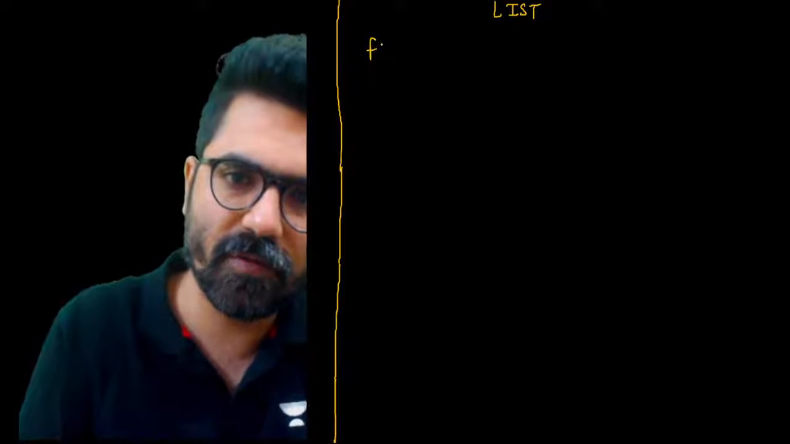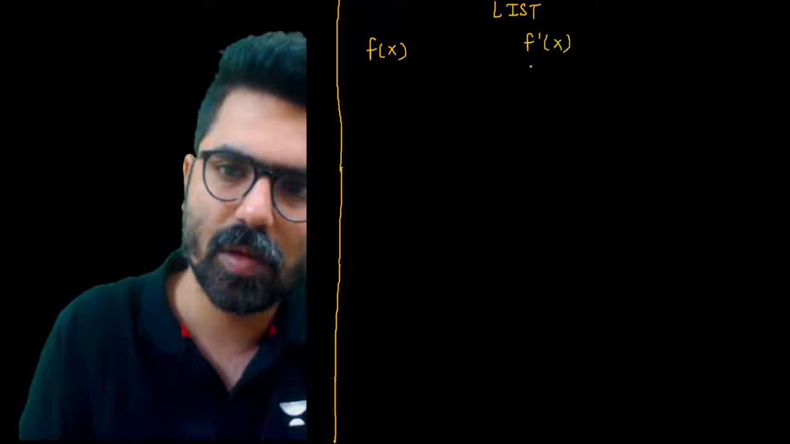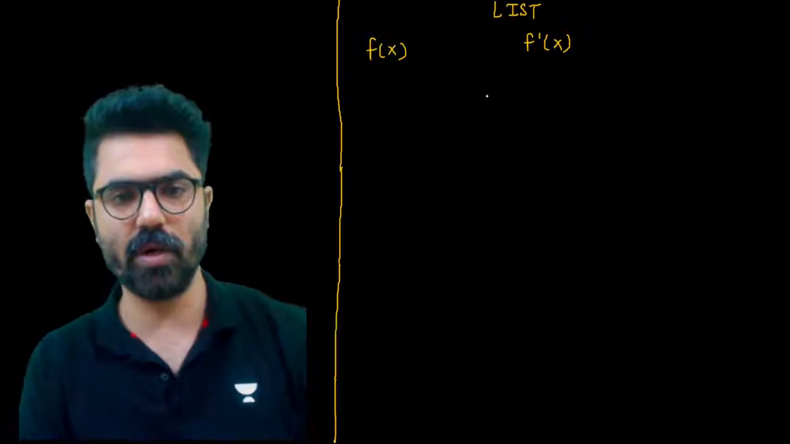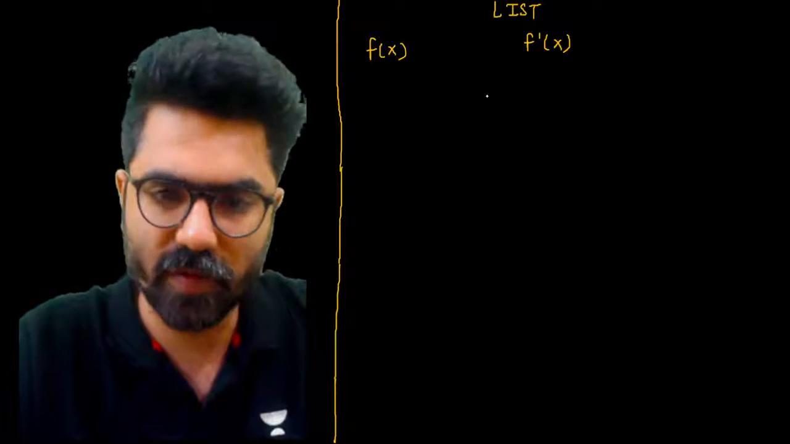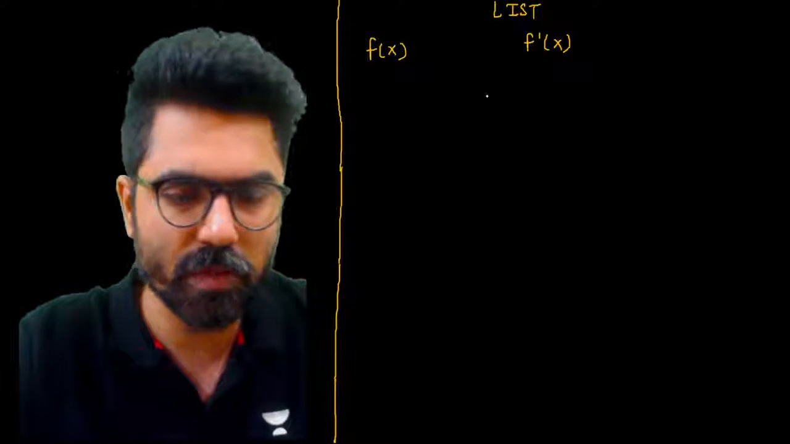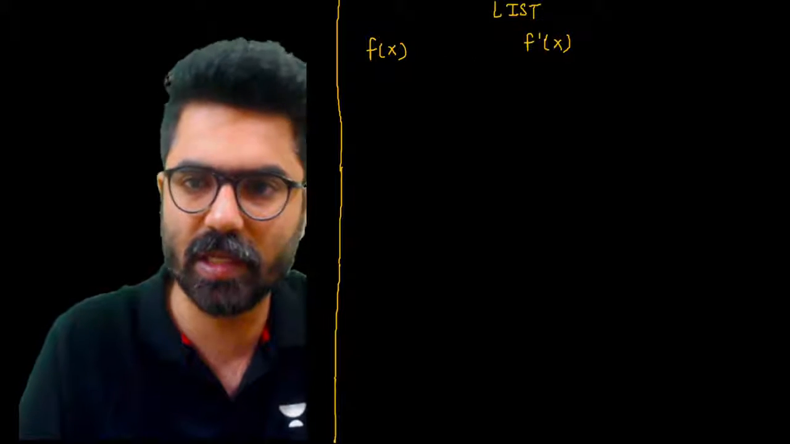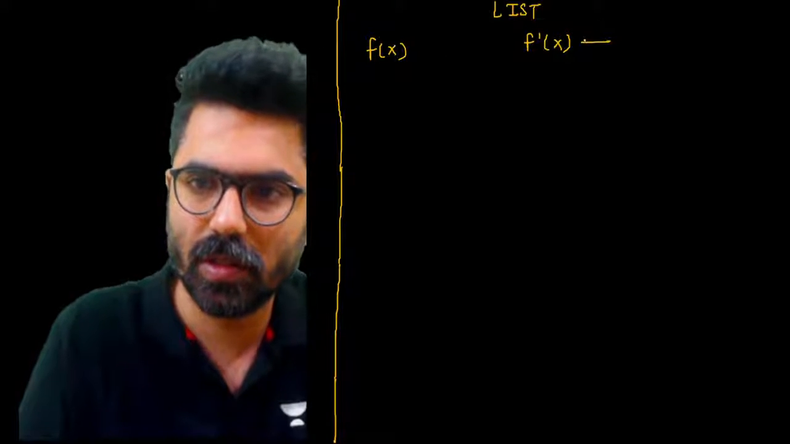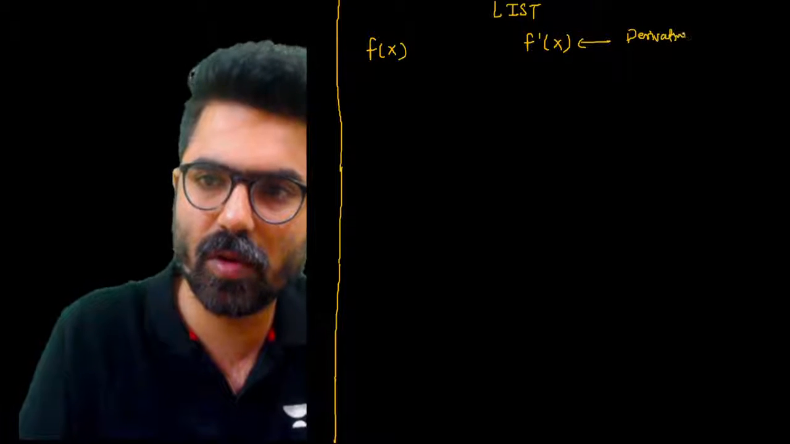Here I'm going to write a function, along with that its derivative. This is widely used, mostly in maths, and also in physics if you're a science student. So f of x and f dash of x. F dash x stands for the derivative of the function.